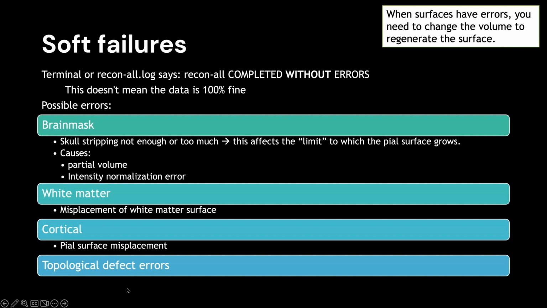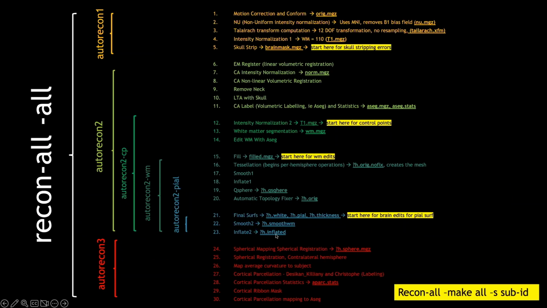As I was telling you before, FreeSurfer is composed of many different steps, and each step provides a different volume. And these are the volumes that you need to work on in order to correct for different errors. So for example, if you have skull stripping errors, you'll need to correct the brain mask itself, which is created quite at the beginning. If you correct the brain mask, you'll need to run autorecon to implement those corrections. And I'm going to show you that in a second. And same for the other types of errors that we're going to find.